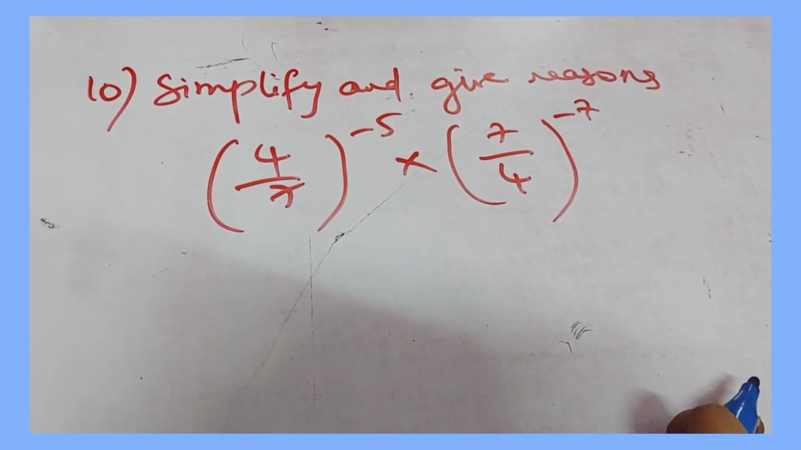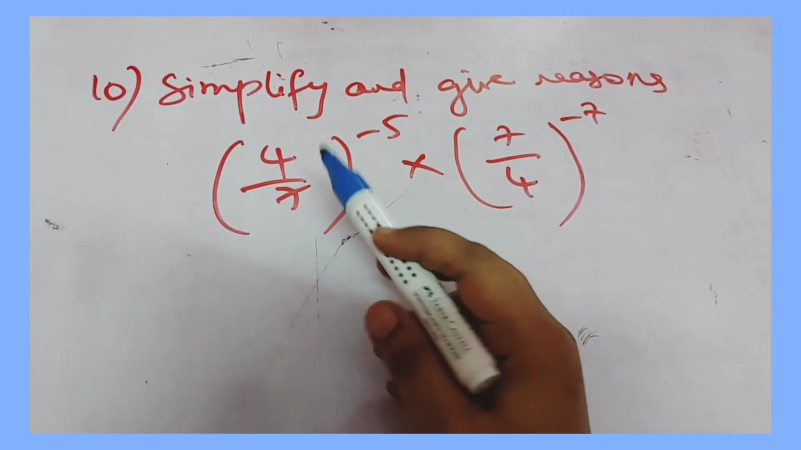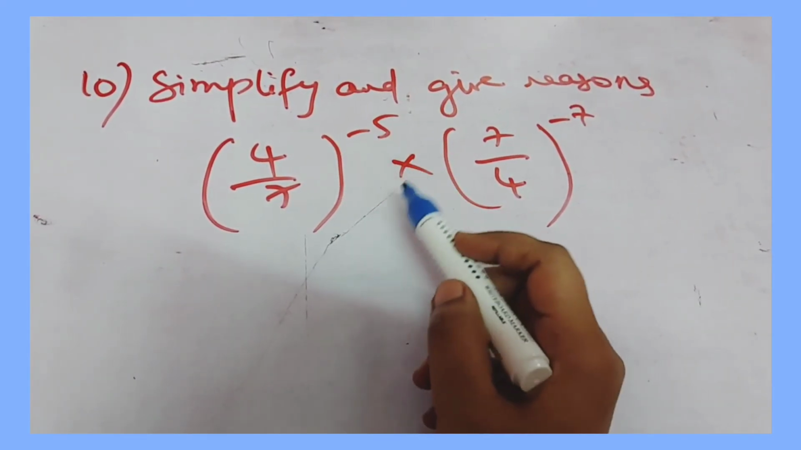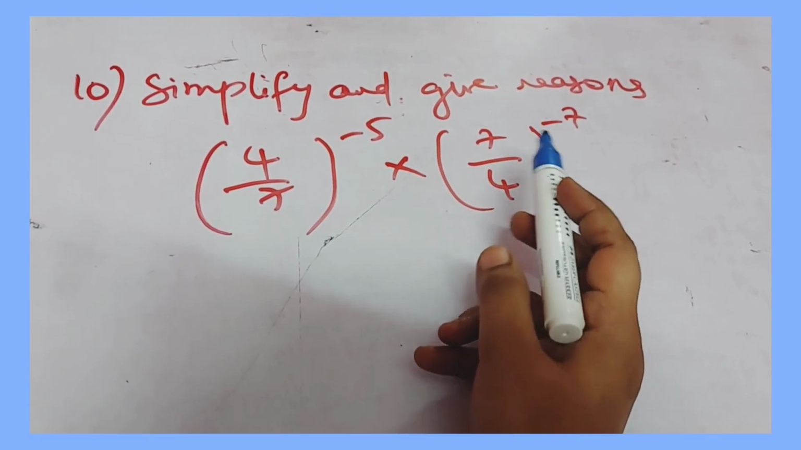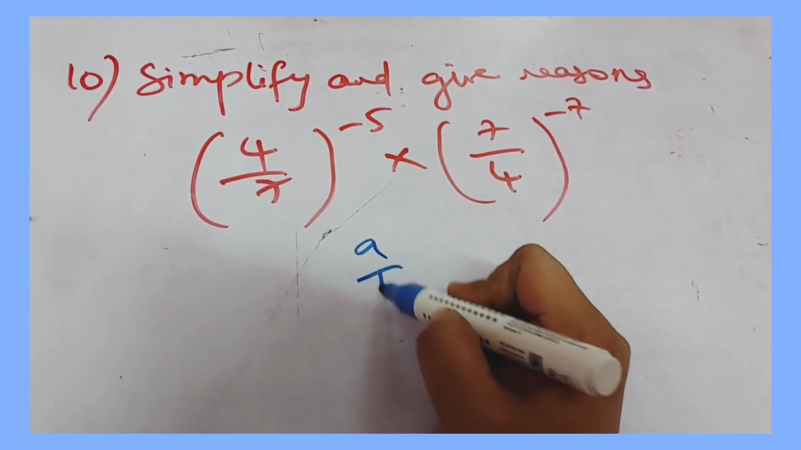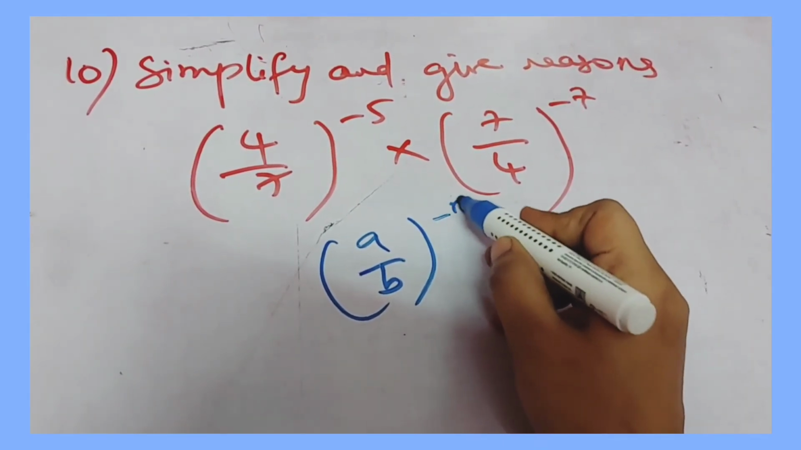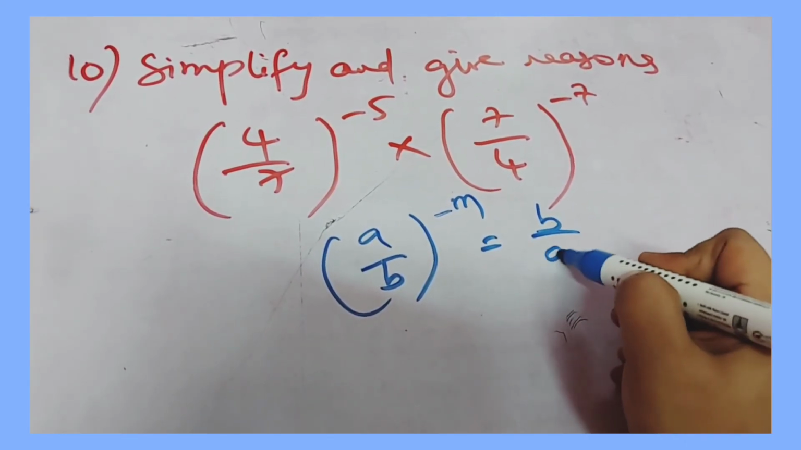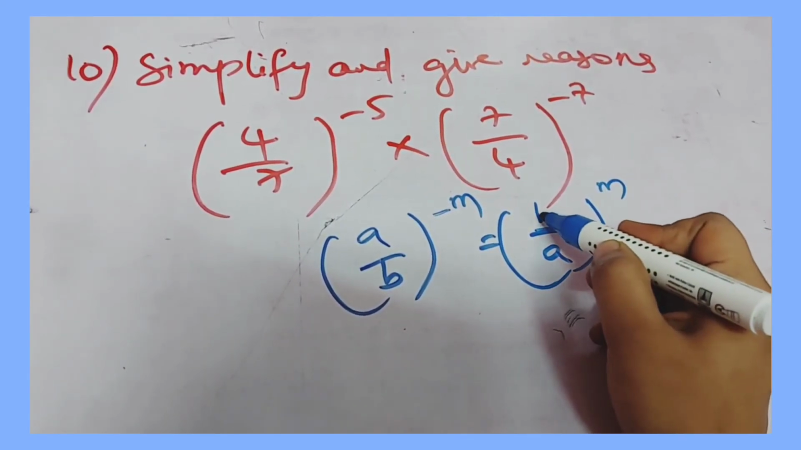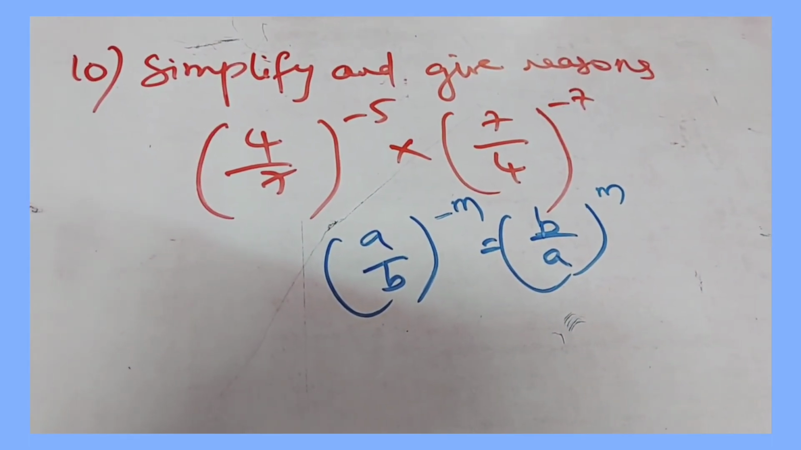The 10th one is: simplify and give reasons. Again you have to simplify it and give reasons. 4 by 7 whole to the power of minus 5 into 7 by 4 whole to the power of minus 7. Again we are using the same identity: a by b whole to the power of minus m is equal to b by a whole to the power of m.